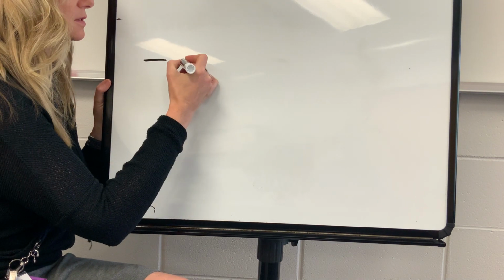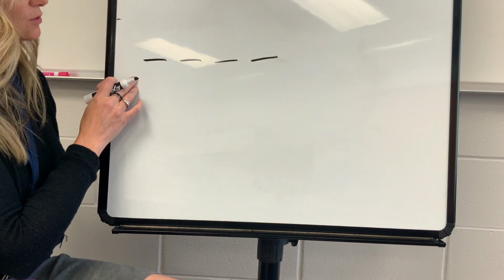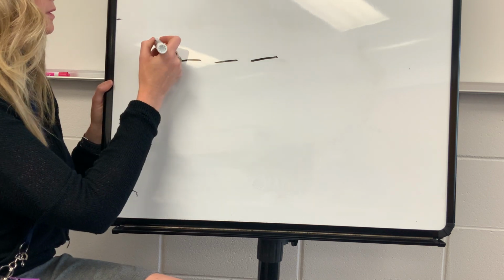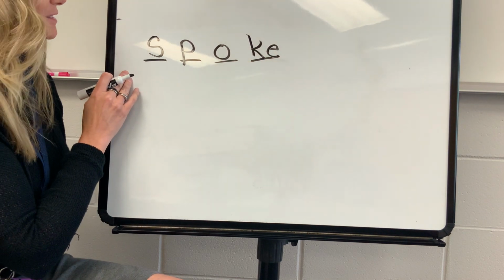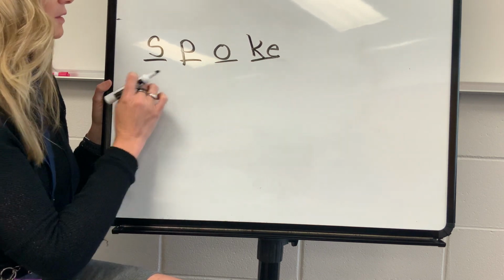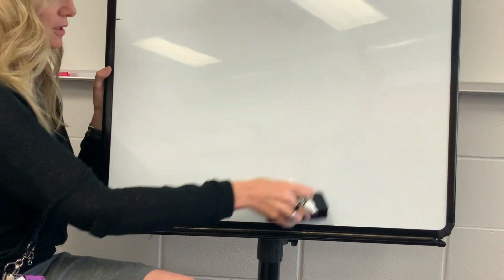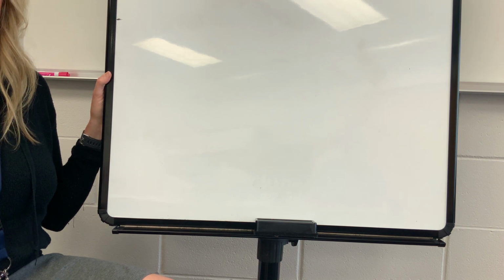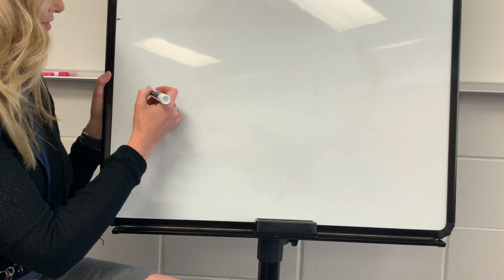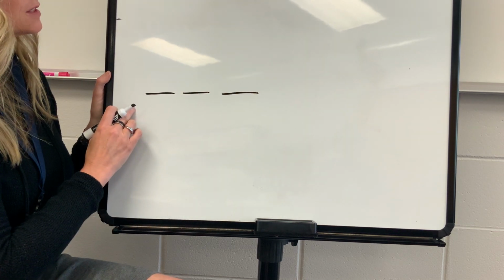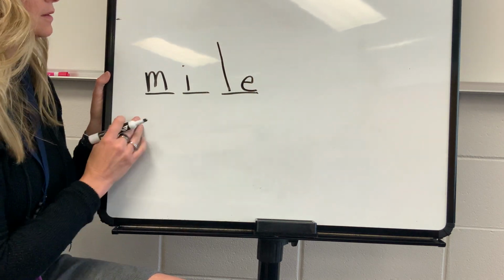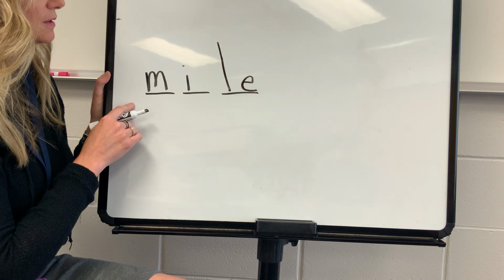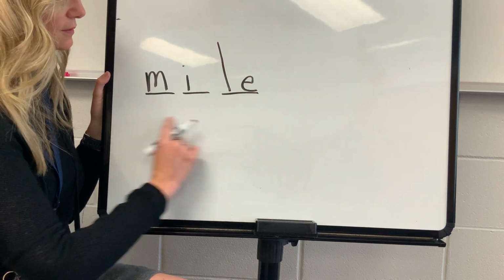Okay, your first spelling word is spoke. What word? Spoke. Stretch spoke. Write your spellings for spoke. Check it. Spell spoke. S-P-O-K-E. Word? Spoke. Yes, spoke. Your next word is mile. What word? Mile. Stretch mile. Write your spellings for mile. Check it. Spell mile. M-I-L-E. Word? Mile. Yes, mile.